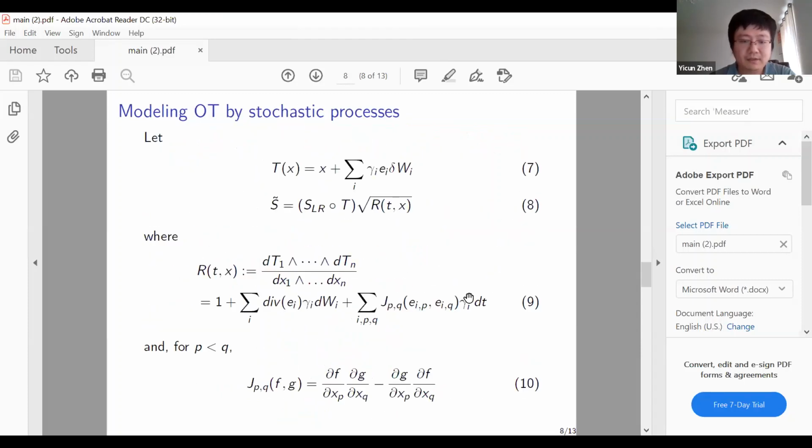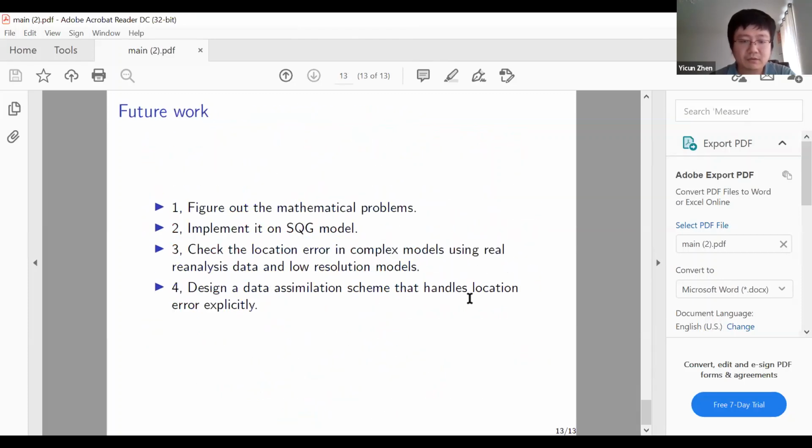Yeah. For the data simulation scheme, we can also have corresponding modifications. I see now. Yes. I think this is interesting because it handles location error explicitly, so I think it's nice.